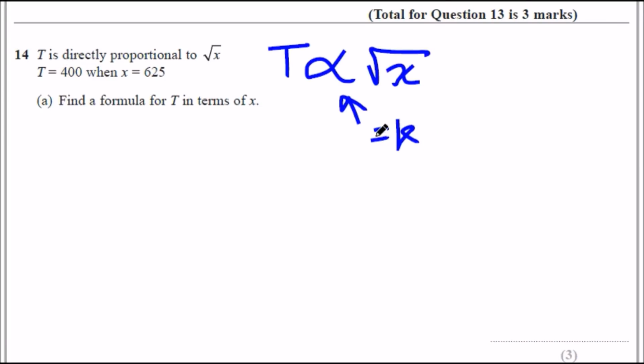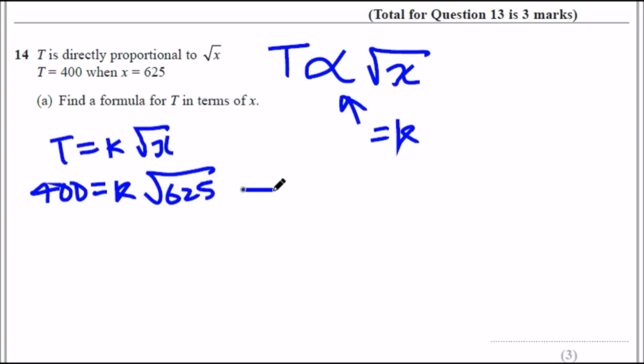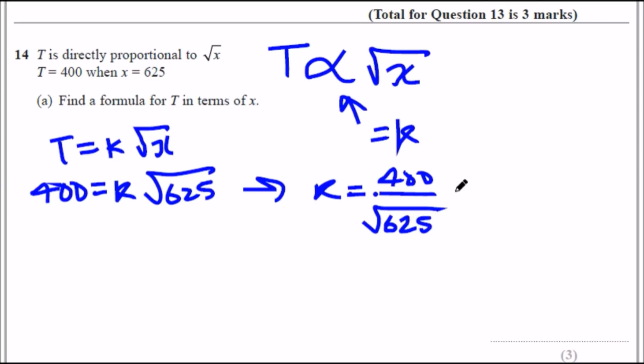Now, when we plug in these values, the new equation is T equals k times root x. So when T is 400, then root x would be the square root of 625. Therefore, you can find k when you divide by root 625. So k equals 400 over root 625. So put it in your calculator, what do we get? You get 16. Nice simple one. I think this answer was 25 probably, I'm guessing.